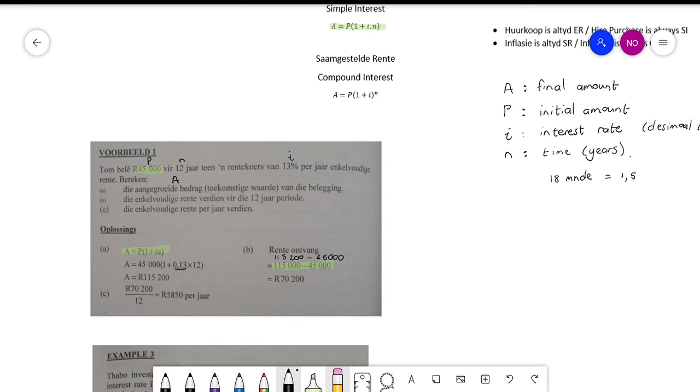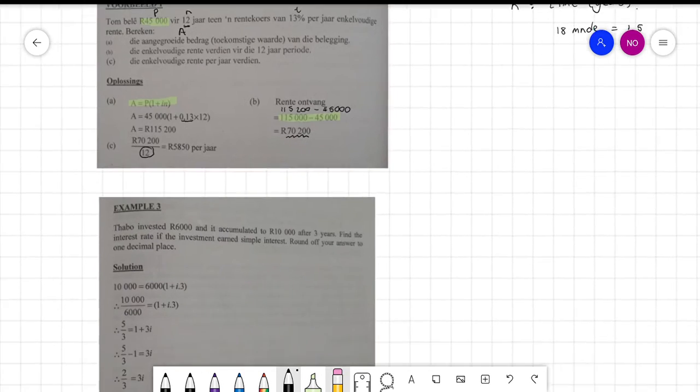Okay, en dan sê hulle vir jou die enkelvoudige rente per jaar verdien. So now you just take this total amount of the interest and you just divide it by 12. Because they got it over a 12-year period. So as daai sê nou maar 15 was, dan sou jy hierso deur 15 gedeel het, maar jy sou daar ook 'n 15 ingestel het. So met ander woorde, Tom kry R5,850 per jaar in rente by.